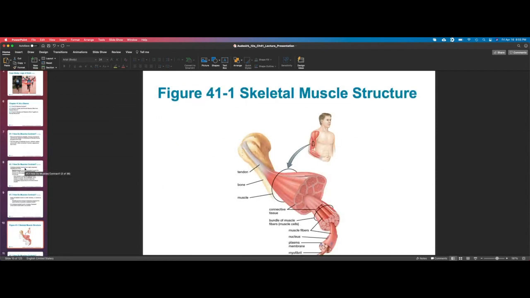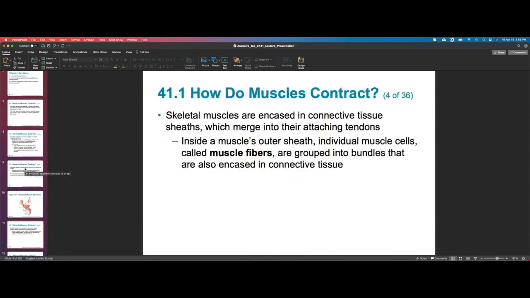So here we just see skeletal muscle structure. You're going to have a muscle, which is a tissue made up of muscle cells. Muscle cells are called muscle fibers, and muscle fibers will be bound together to make muscles. And in each muscle fiber or muscle cell, you'll actually see long units of myofibrils. And then we'll talk about what those myofibrils are made out of as well.